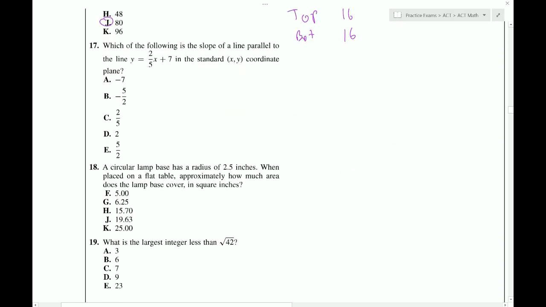Which of the following is the slope of a line parallel to this? So this line has a 2/5 slope. Anything that's parallel means it's going to have the same slope, right? Because it's going to be pitched in the same direction. So the slope is going to be 2/5.